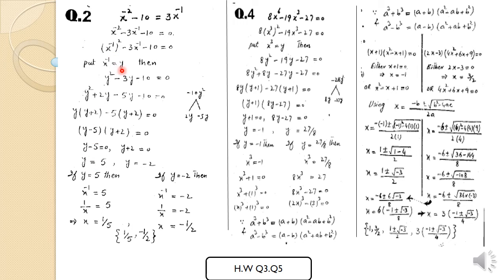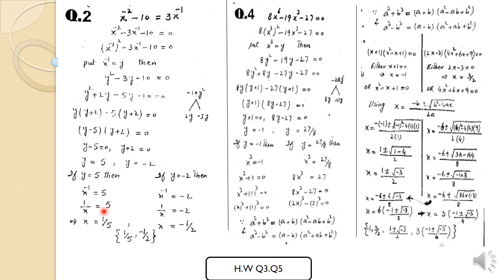So first we put y equals 5 in x^-1 equals y, and then we put y equals minus 2, and then simplify the equation. x to the power minus 1 means 1 upon x.